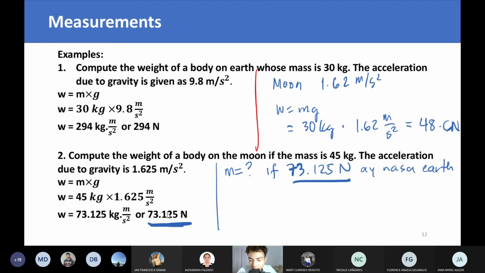Okay, so tignan natin. So, ang formula ay W equals mg. So, hanapin natin yung mass. So, since may kasama siyang g, may question. Wait lang. Sir, dun po sa computation sa moon, ano unit ng... Yung unit ay Newton. So, that's 48.6 Newton. Ang other unit ng Newton ay kilogram meter per second square. Okay. Yan, so parang ganyan.